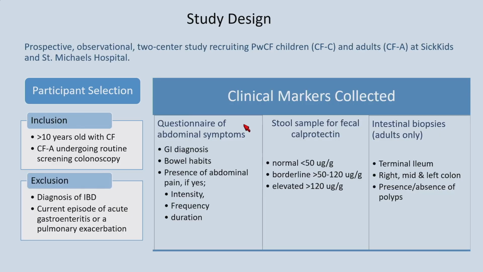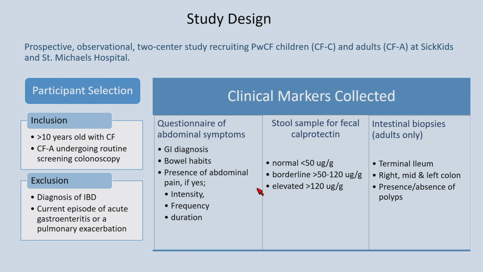We designed this study to run at 2 centers, with pediatric participants recruited at the Hospital for Sick Children in Toronto, and adult participants recruited at St. Michael's Hospital, Toronto. We included participants of age 10 years or older. For adult participants, we included only the ones who are undergoing colonoscopy as part of routine screening. Since IBD, acute exacerbation, and infection have a role in intestinal inflammation, these participants were excluded from this study.